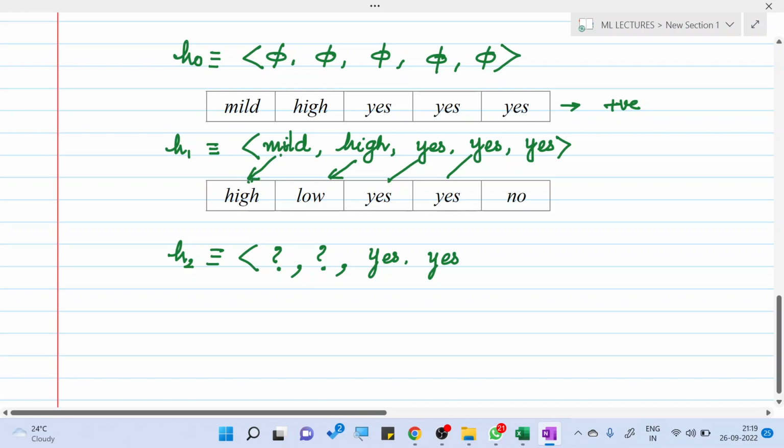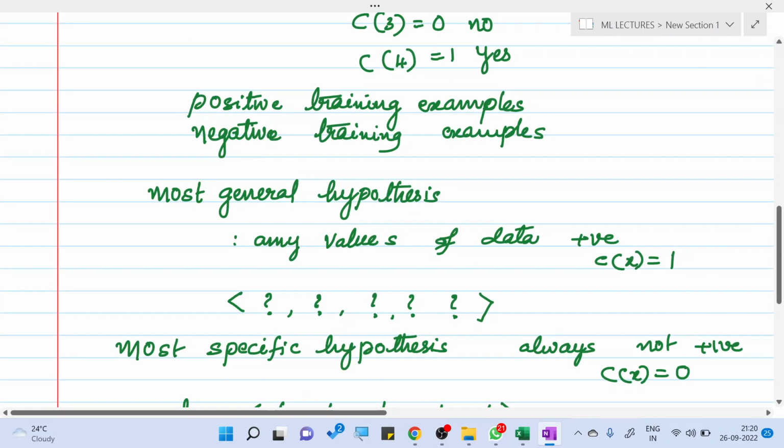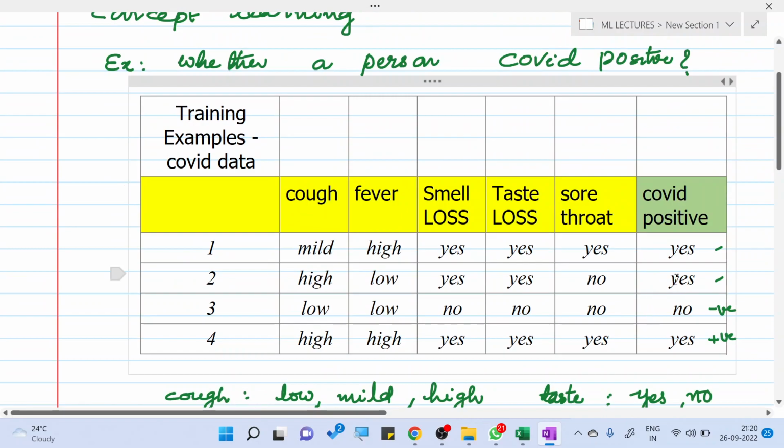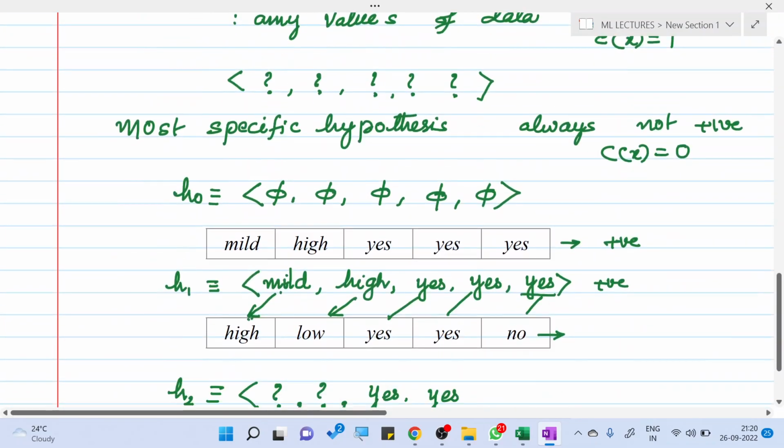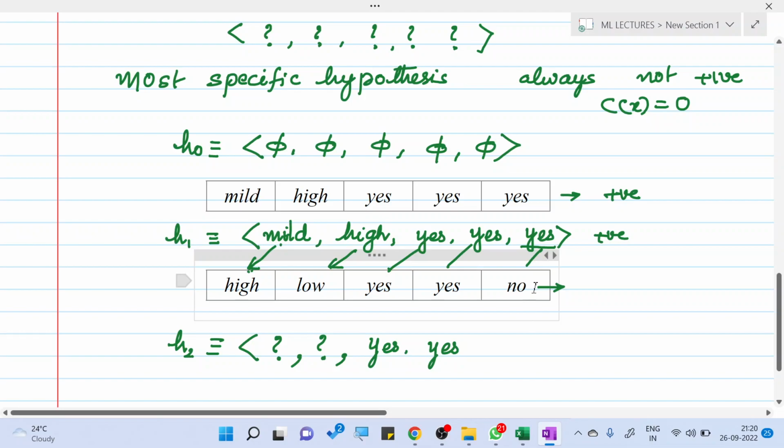Then coming to the sore throat, my previous hypothesis says that if the sore throat is present, it may lead to positive. But the second example, which is also a positive example, means this person is also affected with COVID. So even if there is no sore throat, it may be positive. That means yes or no, both values are accepted. So to accommodate both the values, I will write a question mark.